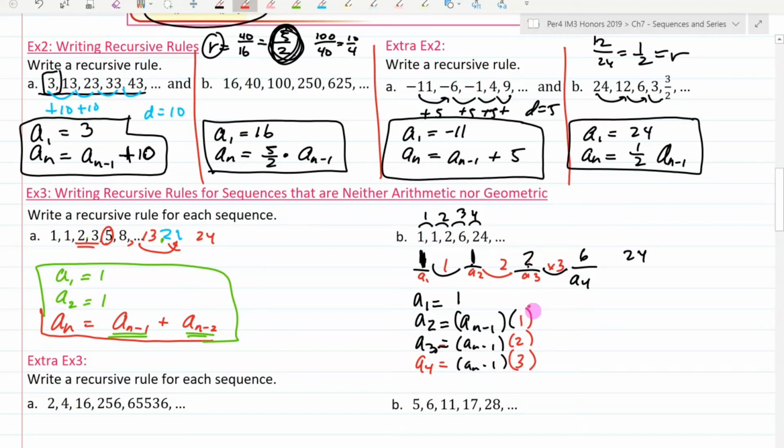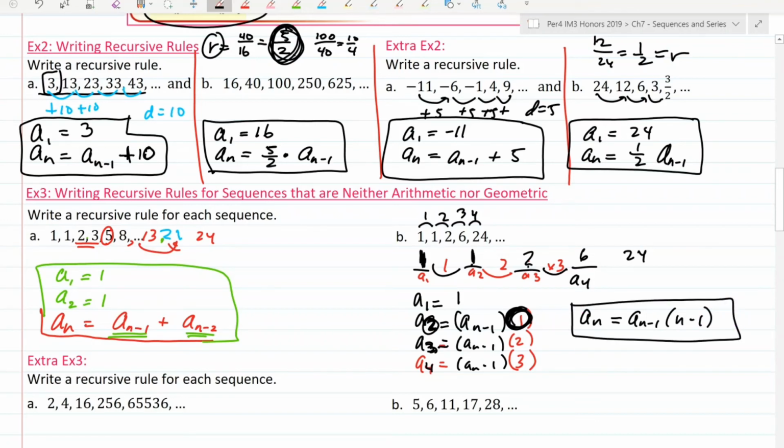This is n, this number here. So if that's a 2, that's a 1. If that's a 3, that's a 2. If that's a 4, that's a 3. So the way that we write this, if this is n, then this is n minus 1. So it's the previous term times n minus 1.